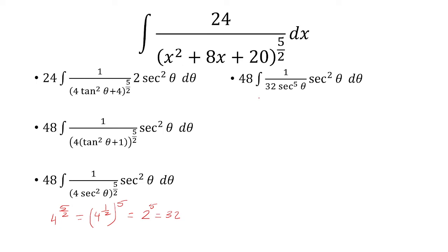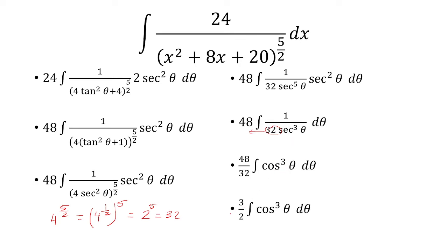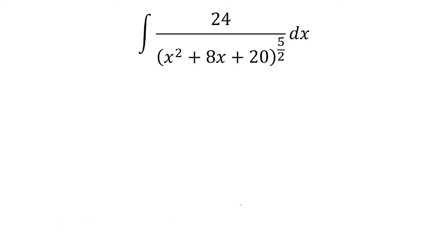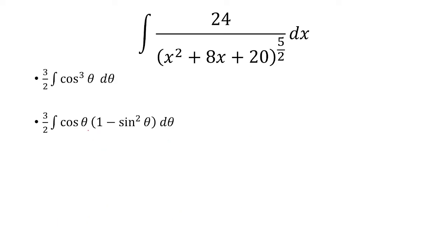Now secant squared over secant to the 5th is secant cubed, and we're going to bring this 32 out as part of the denominator, and then 1 over secant cubed is just cosine cubed, and then 48 over 32 is just 3/2. So right now we have to integrate 3/2 times the integral of cosine cubed. For that, we're going to break up cosine cubed as cosine and cosine squared. And cosine squared is 1 minus sine squared, because we know that sine squared plus cosine squared is equal to 1.